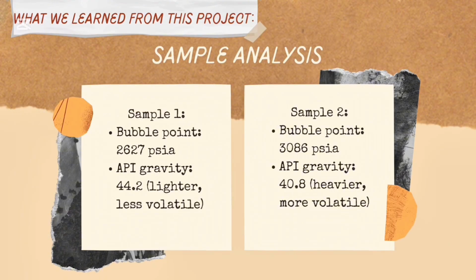We analyzed 2 reservoir fluid samples. Sample 1 had a bubble point of around 2,627 psia, with an API gravity of 44.2, indicating a lighter, less volatile oil. In contrast, Sample 2 had a higher bubble point at 3,086 psia and a lower API gravity of 40.8, showing it was a heavier and slightly more volatile oil.